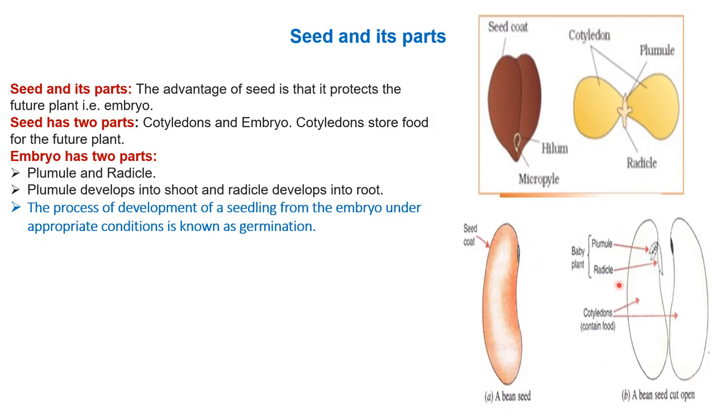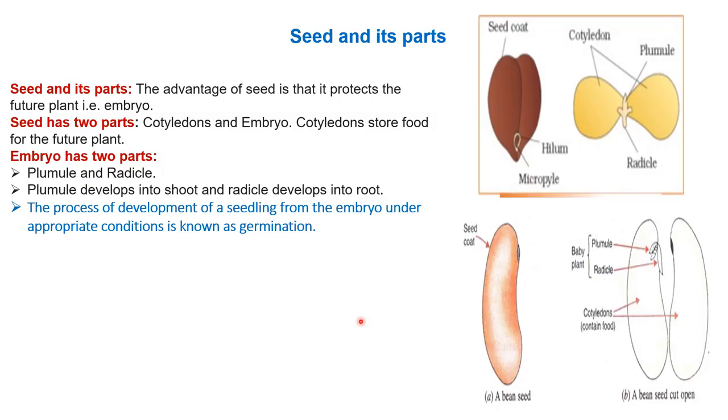I will give you a simple trick to learn: R for root and R for radicle. This is a very simple trick. How will you learn the future of the radicle and the future of the plumule? You don't have to learn the future of the plumule. You just have to remember R for radicle, R for root. This small trick will help you to memorize, okay?